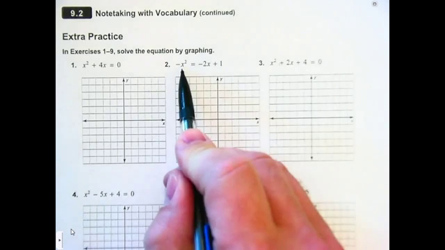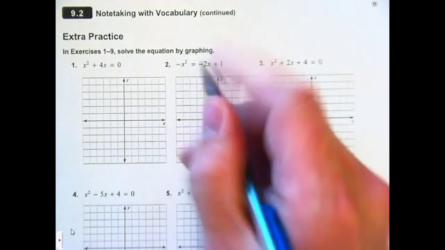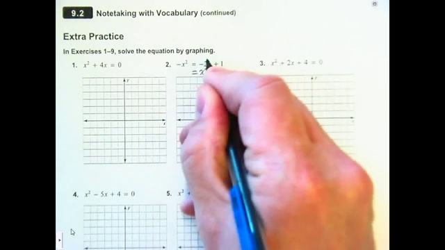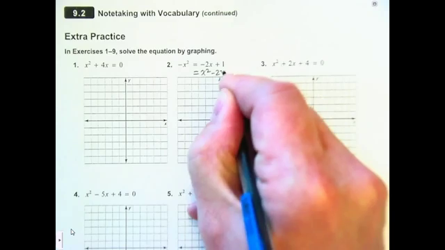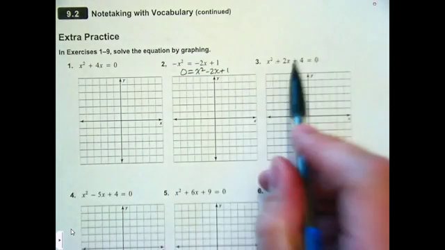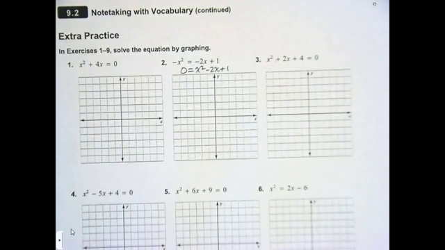Number 2, it's not set equal to 0. We'd want to get x squared over on this side. It's nice to make that a positive, so we're going to have x squared by adding x squared over minus 2x plus 1 equals 0. And then this one, are we good? Yeah? All right. Very good. So we've got standard form.